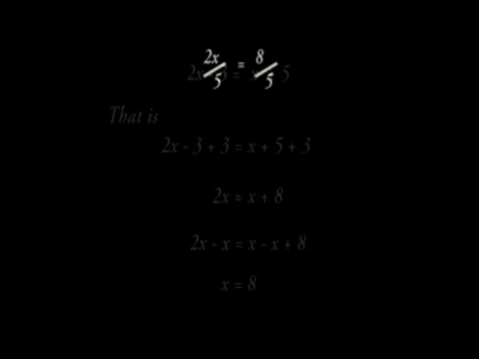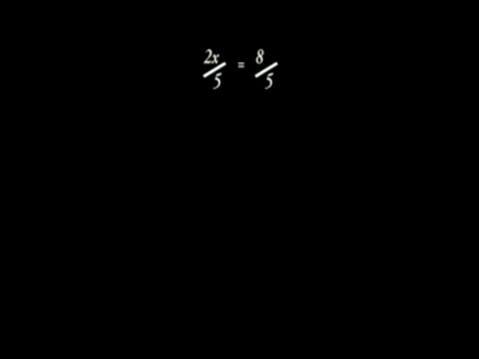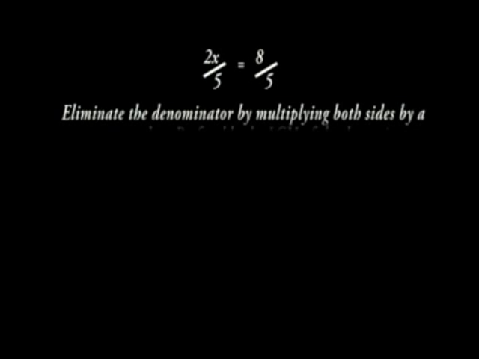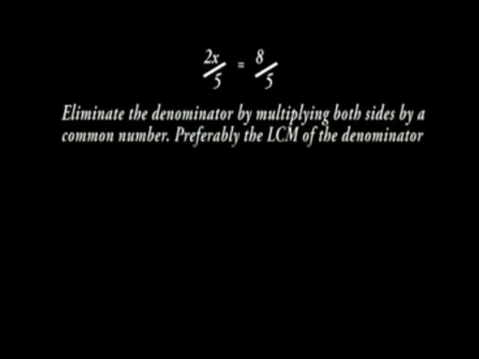Now consider 2x over 5 is equal to 8 over 5. In this case, the trick is to eliminate the denominator. We do this by multiplying both sides by a common number, preferably the LCM of the denominators. For our case, we shall multiply by 5. Thus, we shall have 5 times 2x over 5 is equal to 8 over 5 times 5. We cancel the 5's out and we remain with 2x is equal to 8 and x is 4.